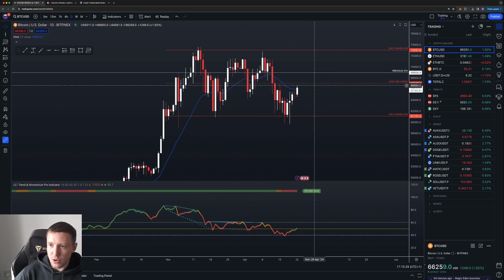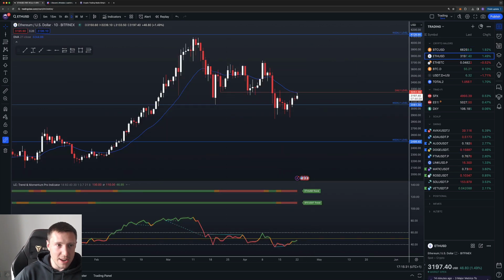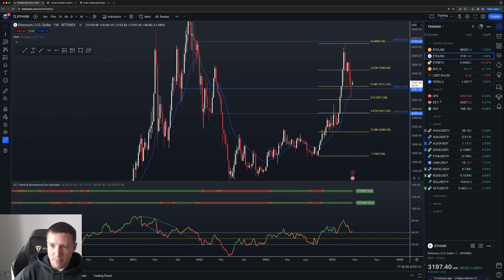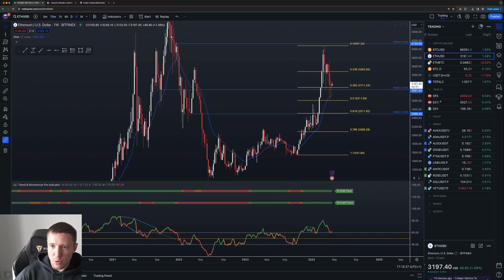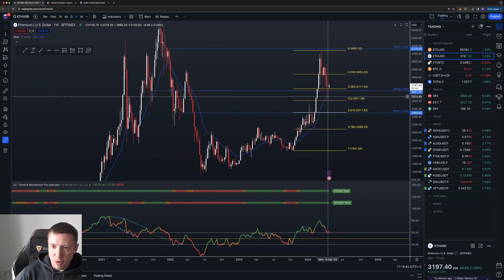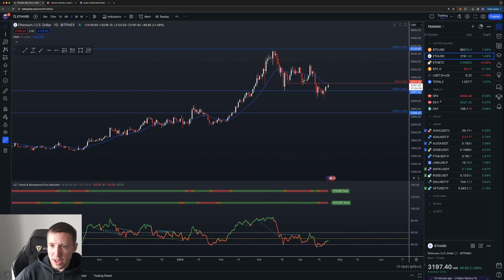So far, so good. If we take a look at Ethereum, again going on the higher time frames, take a look at the weekly. Zoom out a little bit, again holding to that 0.382 as you can see, which is that weekly level of 3060, which is pretty good. Had a double tap of the EMA 21 on the weekly time frame as well, held both times, which is looking pretty good.